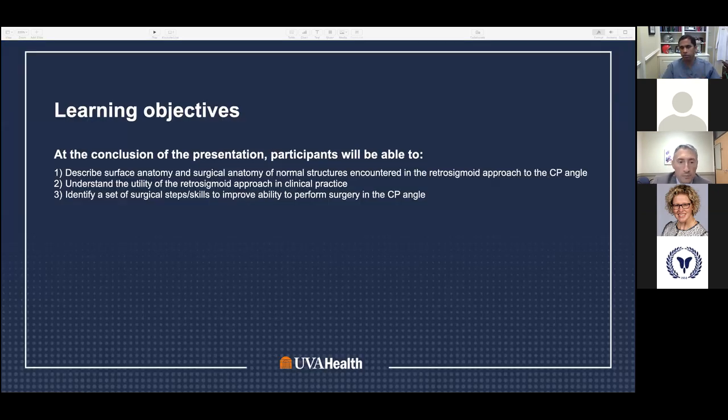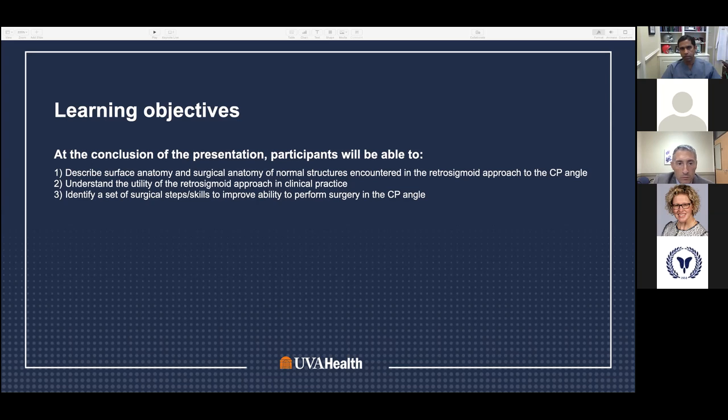So as I said, this retrosigmoid approach is often termed the workhorse approach for pathology in the posterior fossa. It's an expansive topic, and I think we can go from being too basic to being too advanced.